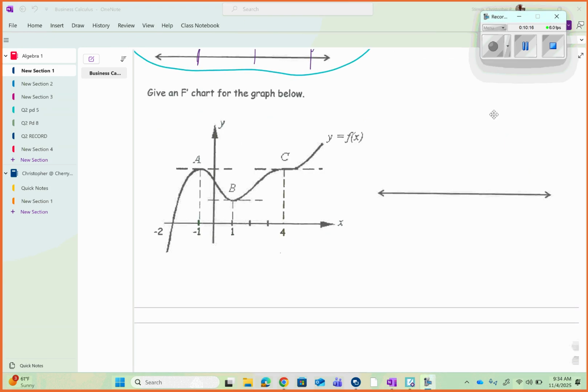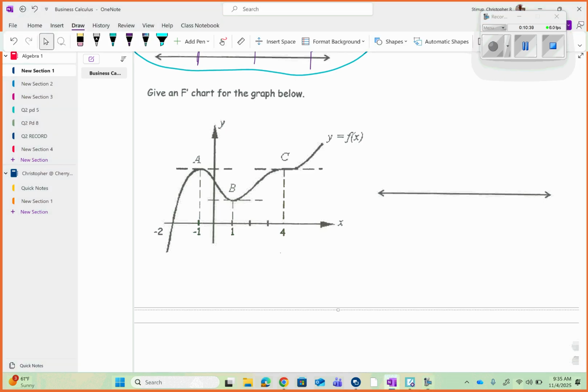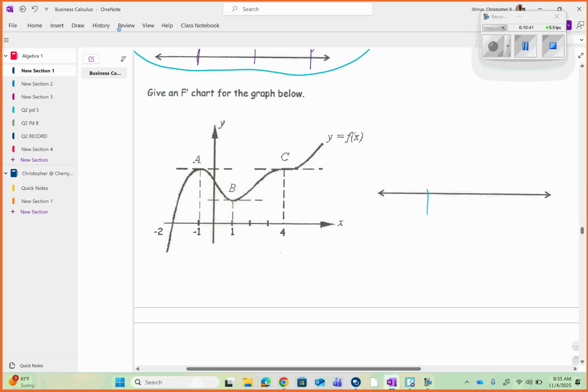Let's make our F prime chart based on what we have labeled. So what should I label on the horizontal line to the right? What letters should I have indicated? Or what numbers? Let's go with numbers because we have x values. Any thoughts? Yeah, -1, 1, and 4.